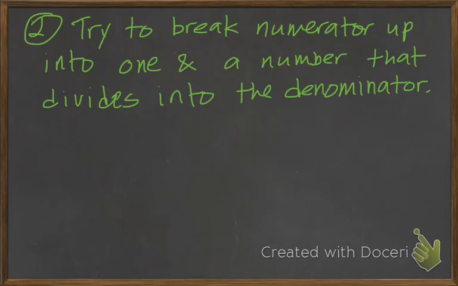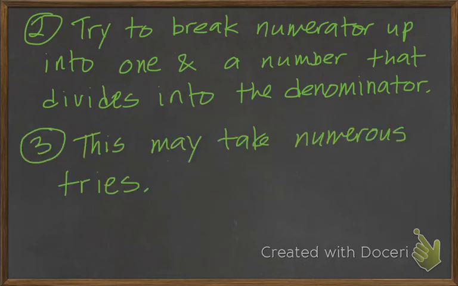Second, try to break the numerator up into 1 and a number that divides into the numerator. That's really what the trick is. So we want there to be a 1 added to some other number which also will divide the numerator. Finally, this may take numerous tries. Don't give up, as you'll see in my example coming up.